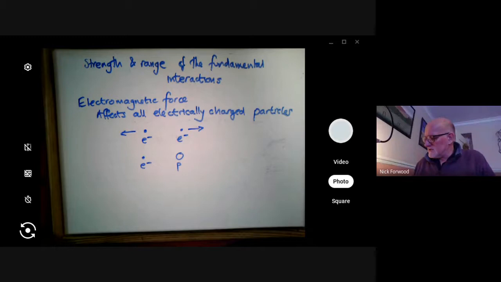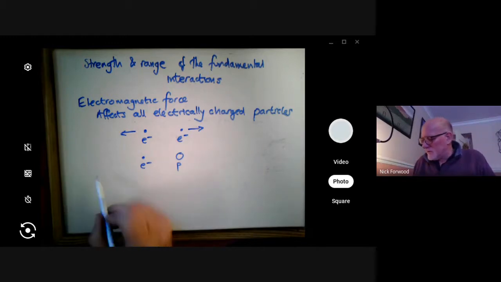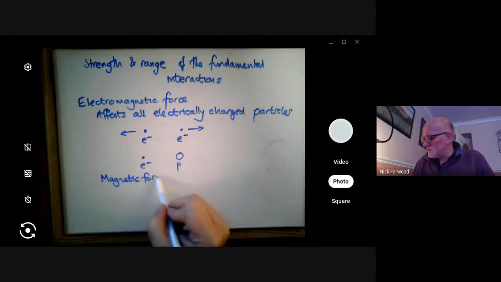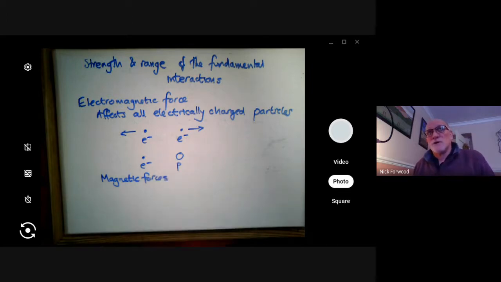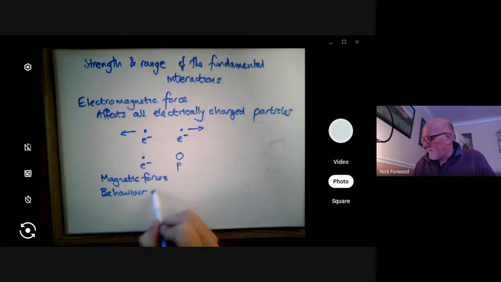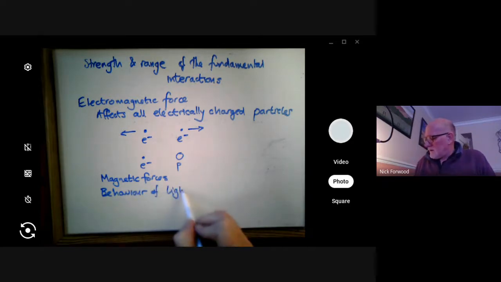The electromagnetic force also can be used to explain how magnetism works. So two north poles of a magnet will repel. A north pole and a south pole will attract each other. And the last thing that the electromagnetic force explains is the behavior of light and the other waves that are in the electromagnetic spectrum. So that's the second one.